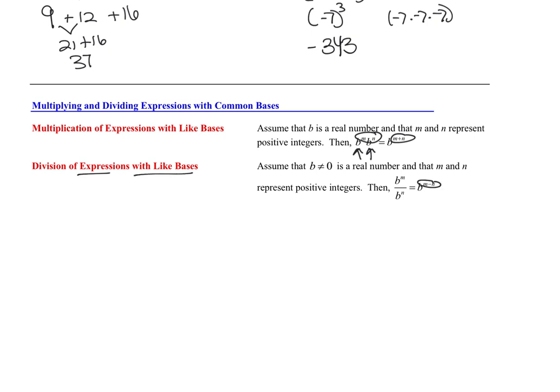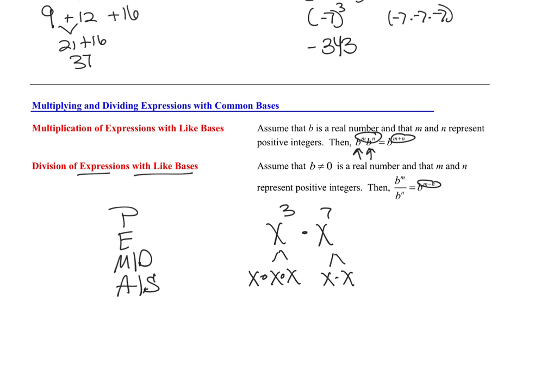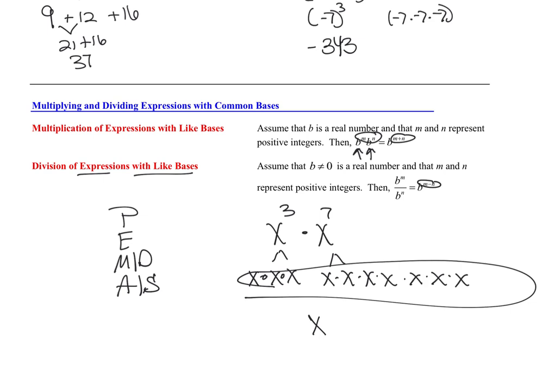Now, I often show students this. It's not a little trick, but it's something to help you keep it straight in your mind. You know the order of operations here. When you're dealing with like bases, for example, let's just say x to the 3rd times x to the 7th. You understand this means you have x multiplied 3 times, and this means you have x multiplied 7 times. 1, 2, 3, 4, 5, 6, 7. So altogether, how many x's do you have? Well, you have x to the 10th power. So essentially what you're doing is just adding these exponents.